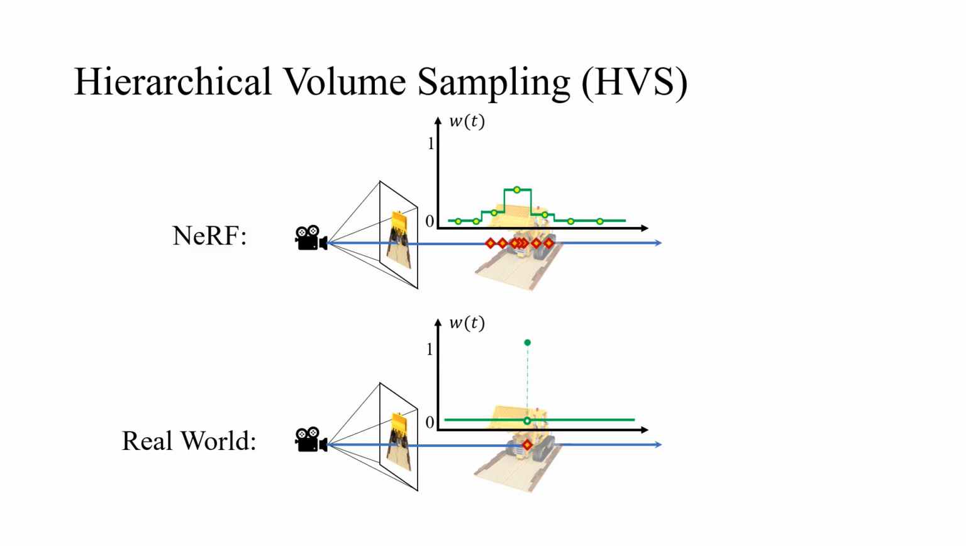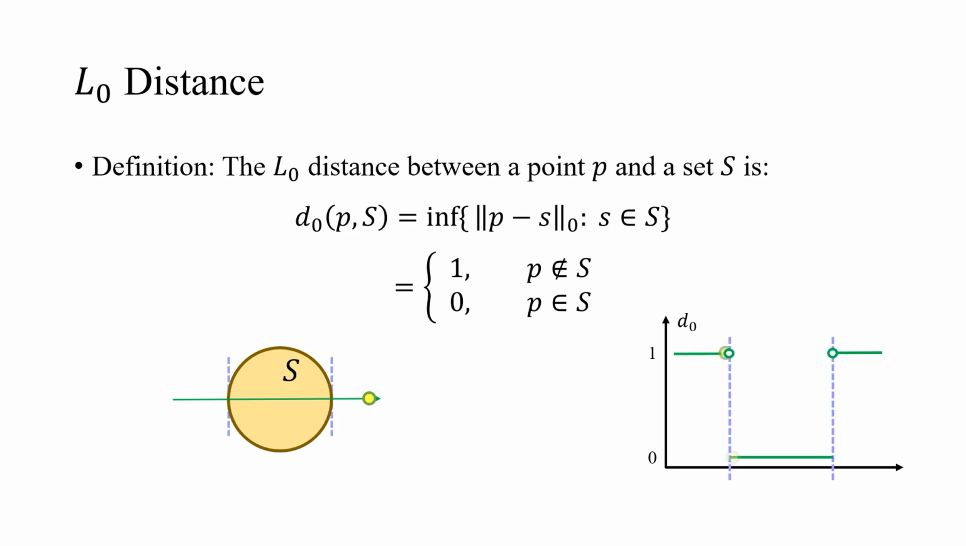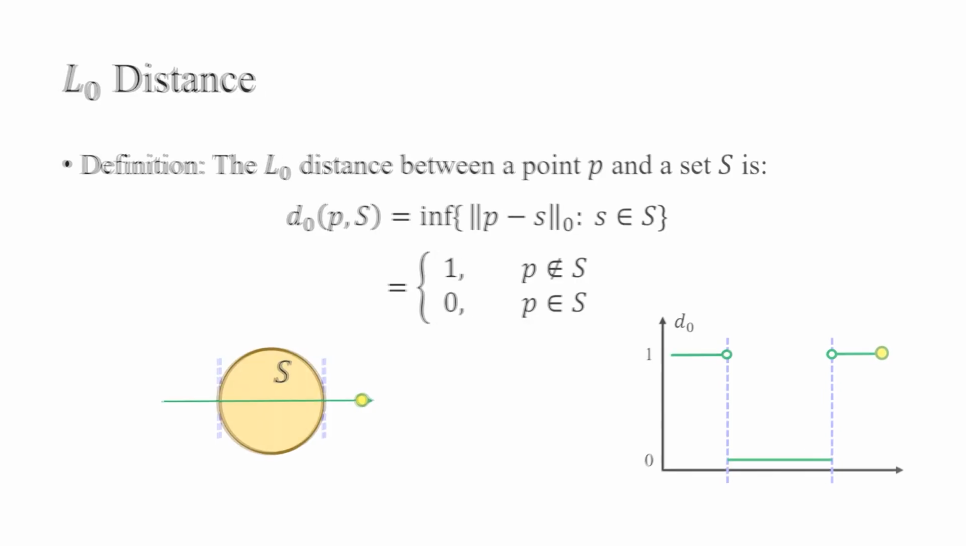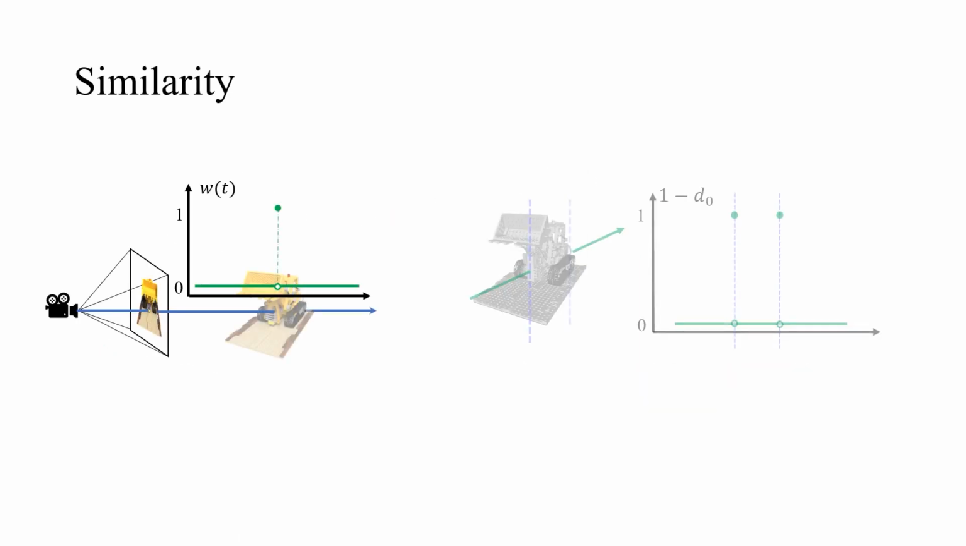To better represent the characteristics of real-world WT, let's revisit the L0 distance concept. The L0 distance is induced by the L0 norm. It determines whether a point belongs to a set. Applying this to NeRF, if we consider the surface as the set, 1 minus the L0 distance will sharply change as points intersect with the surface, resembling the real-world WT. We term this similarity the L0 property of WT.